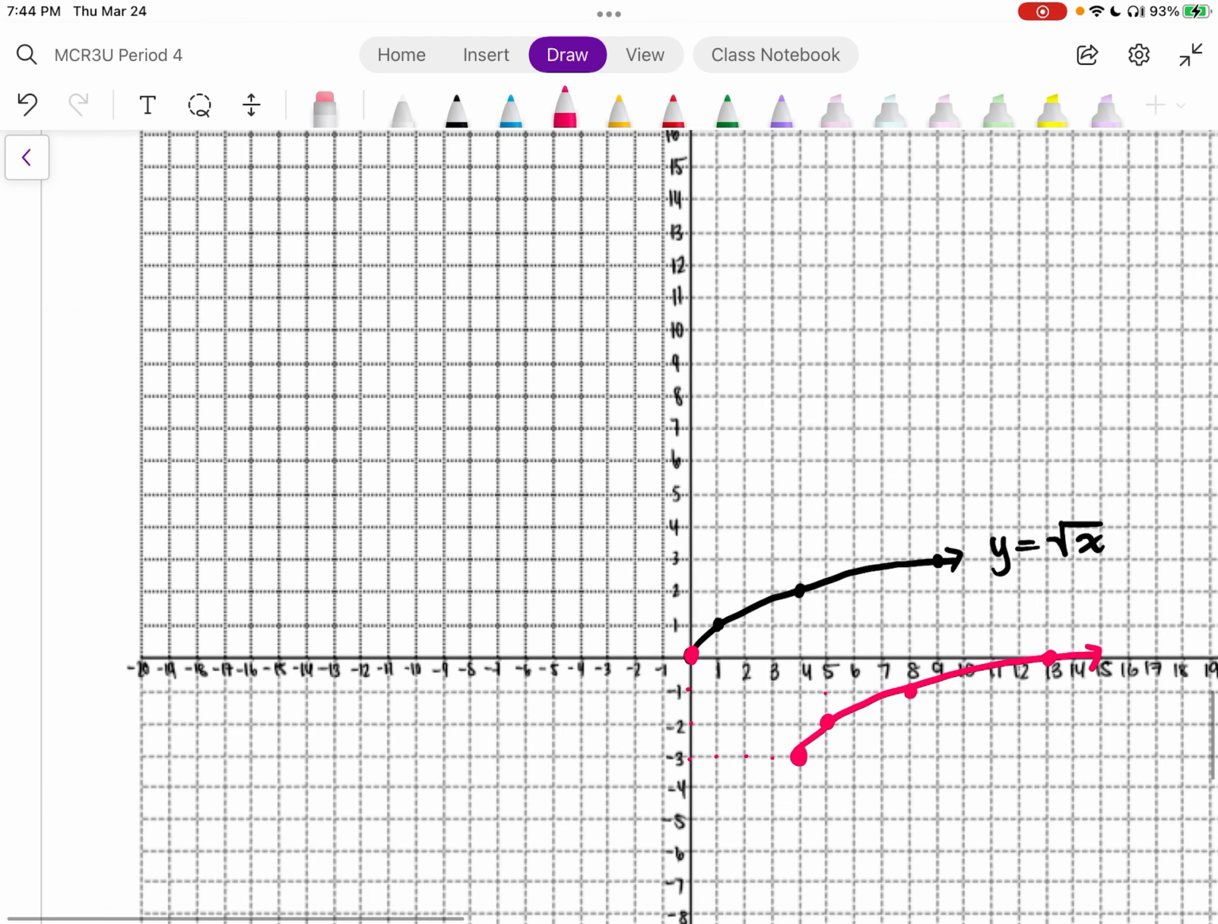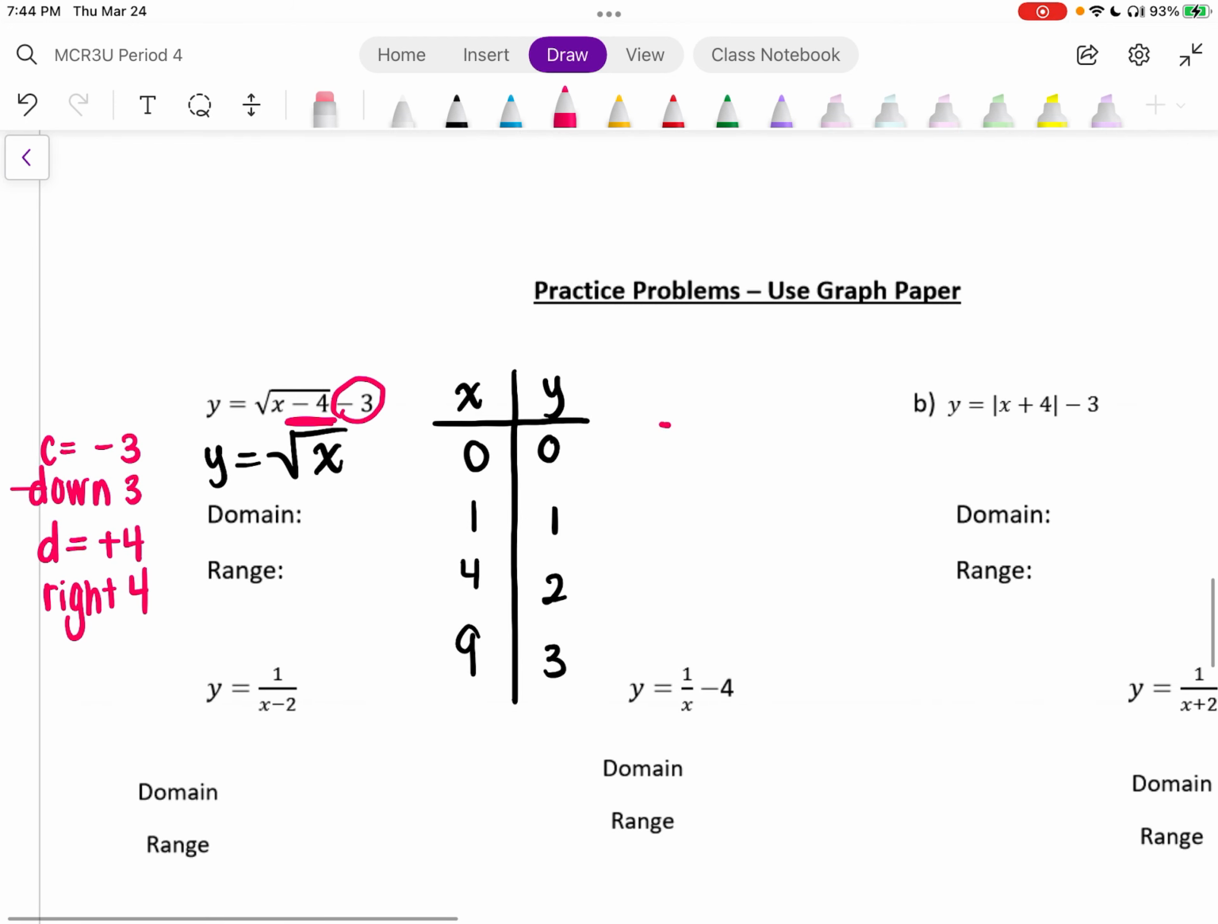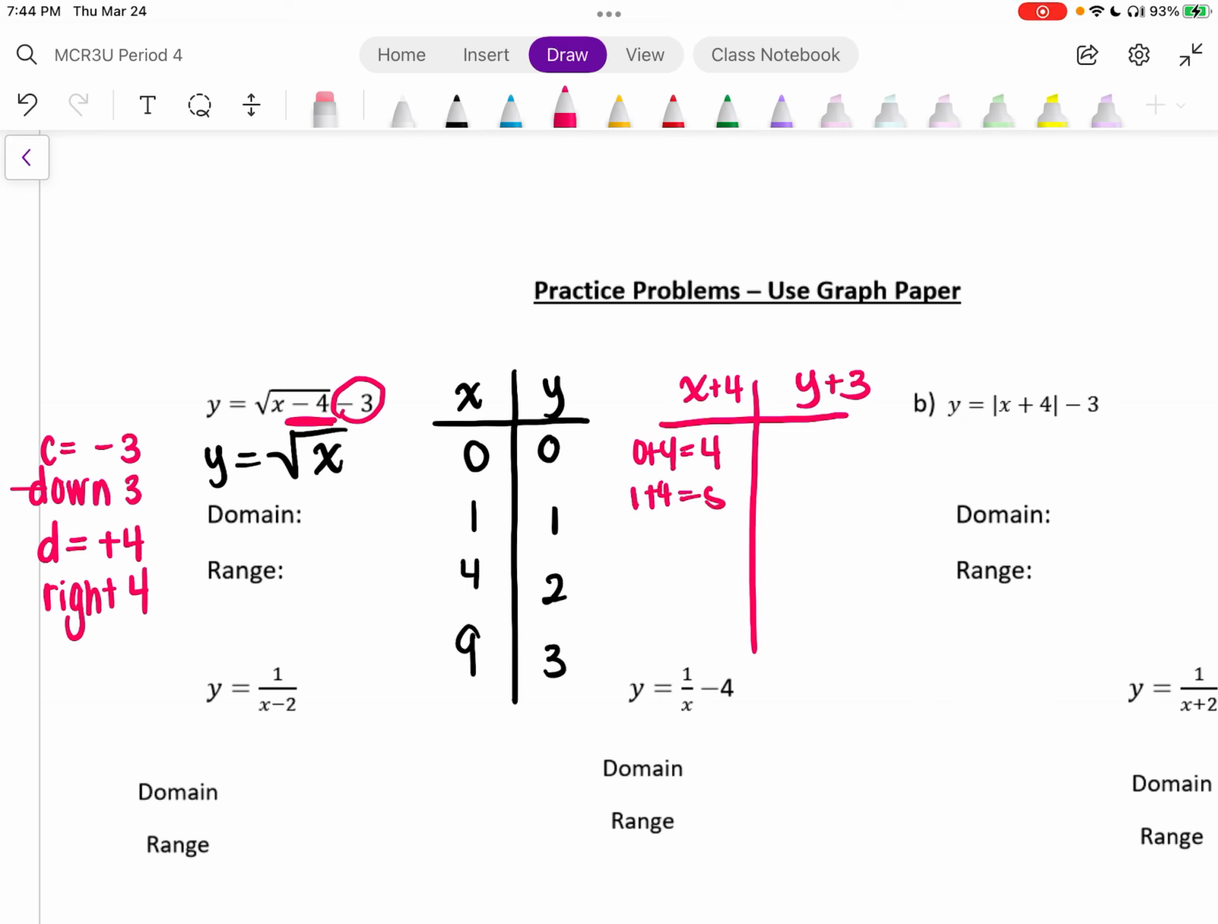Another way you could have done this is to make a second table of values, right? So you have an x, y. I know that x is going to be +4. So I take 0 and add 4, so I'm just going to do all the x's. 0 + 4, 1 + 4, 4 + 4 is 8, and then 9 + 4 is 13. Now I have all of those.